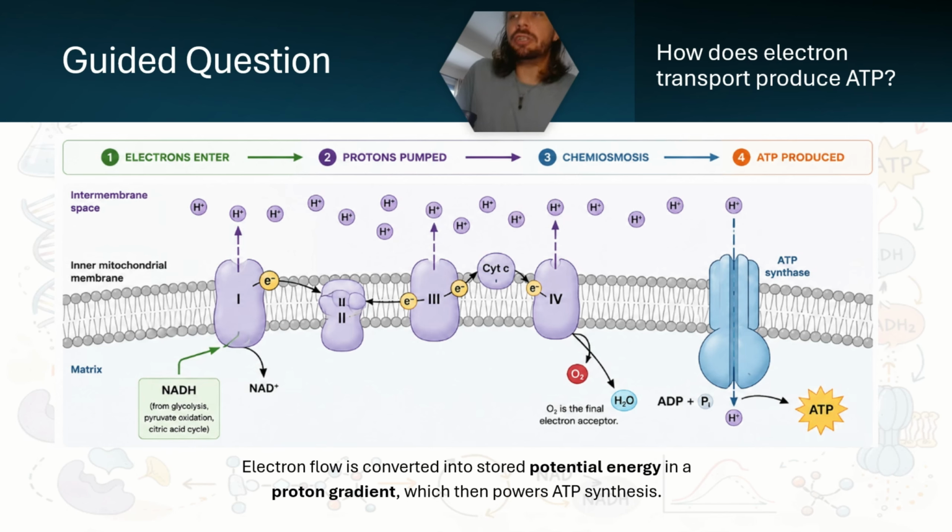Now, the guiding question I want you to keep in mind today is: how does this electron transport chain work? So transporting these electrons, how does that produce ATP? Because here I can see the electrons are moving until they reach oxygen to form water. But how does that create ATP?